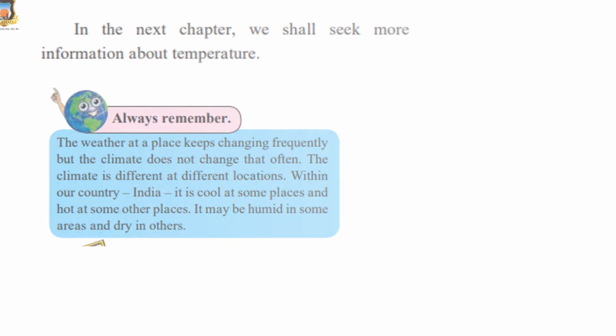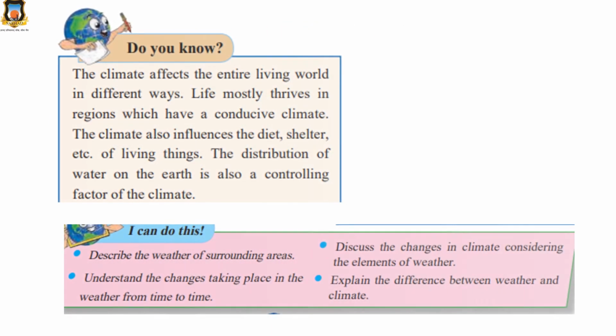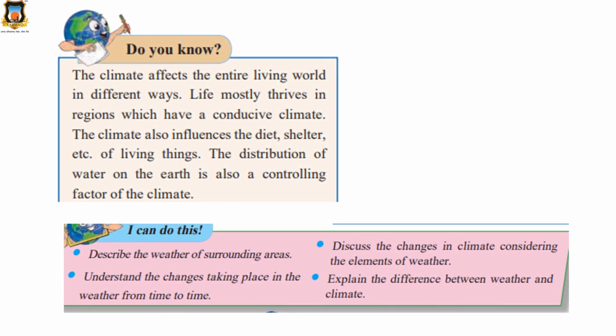Do you know? The climate affects the entire living world in different ways. Life mostly thrives in regions which have a conducive climate. The climate also influences the diet, shelter, etc. of living things. The distribution of water on the earth is also a controlling factor of climate.